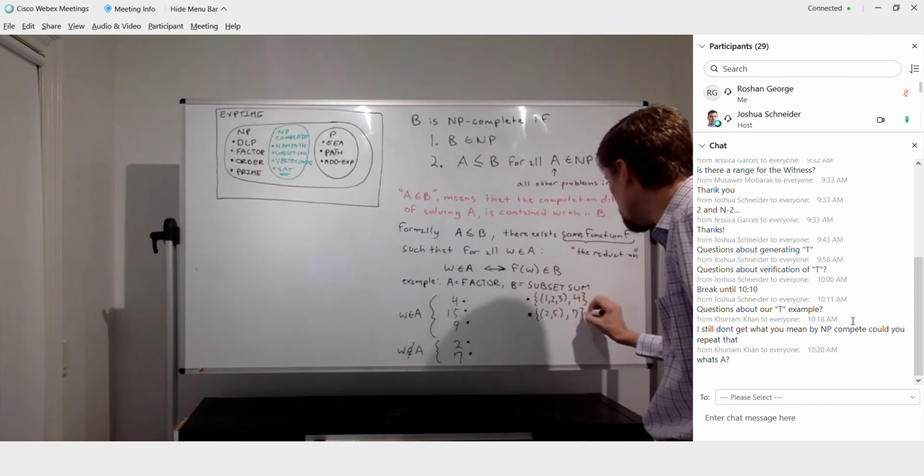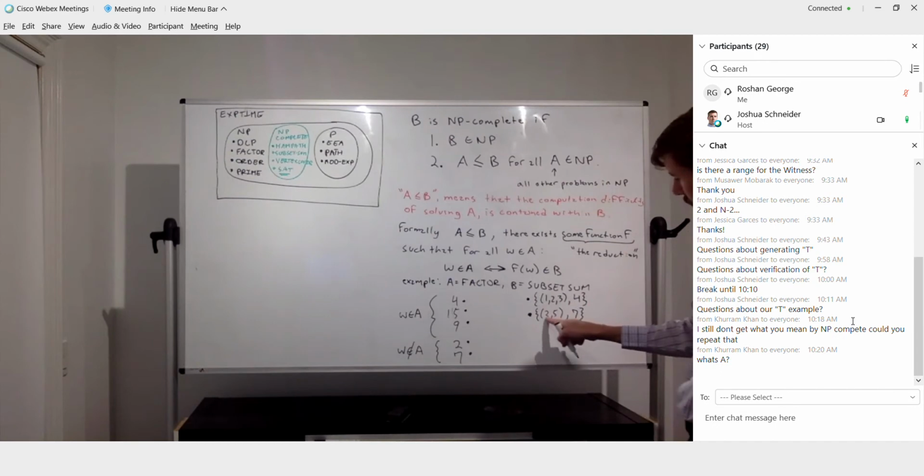Take the set 2 and 5, and give it a target of 7. Right? So if I take 2 plus 5, I get 7. That's an element of subset sum. And if I take the sum of 1 and 3, I get 4. So that's in subset sum.